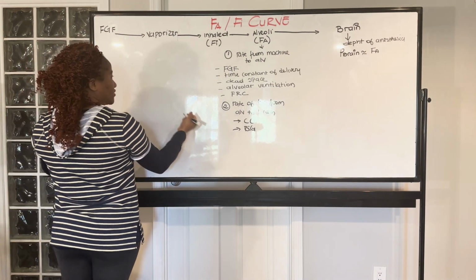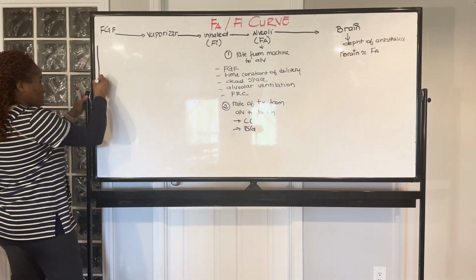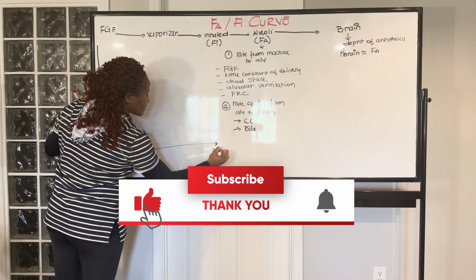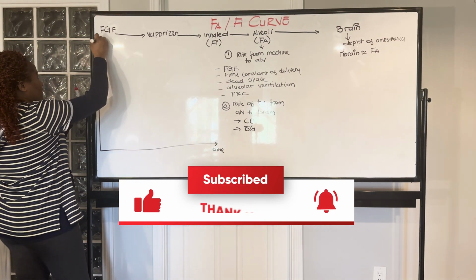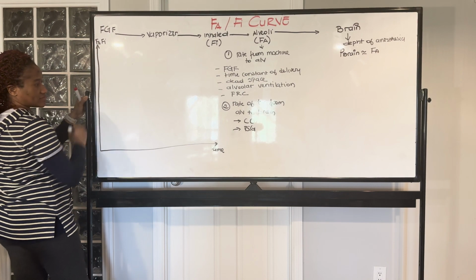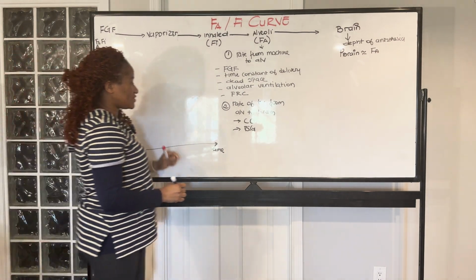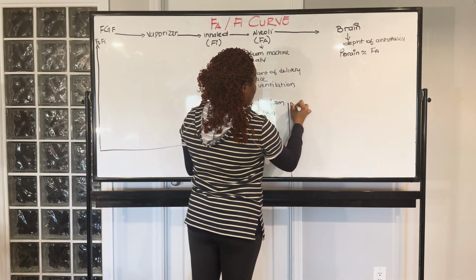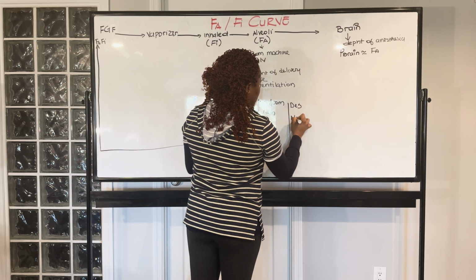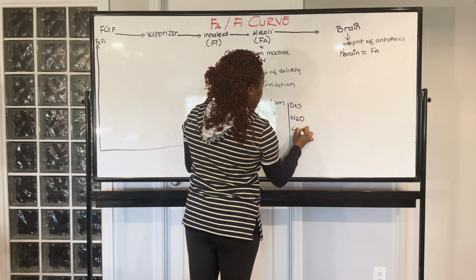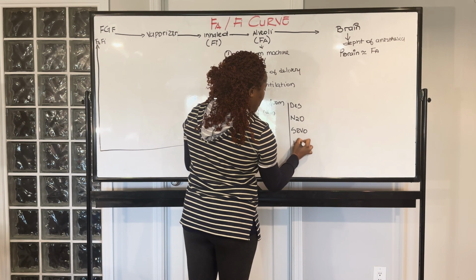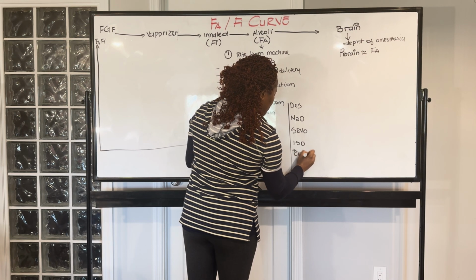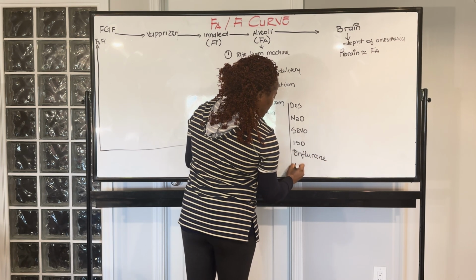Now the FA/FI curve. Here I have the time, and here I have the FA/FI. So we're going to list our gases here first. We're going to have desflurane, nitrous, sevoflurane, isoflurane, enflurane, and halothane.